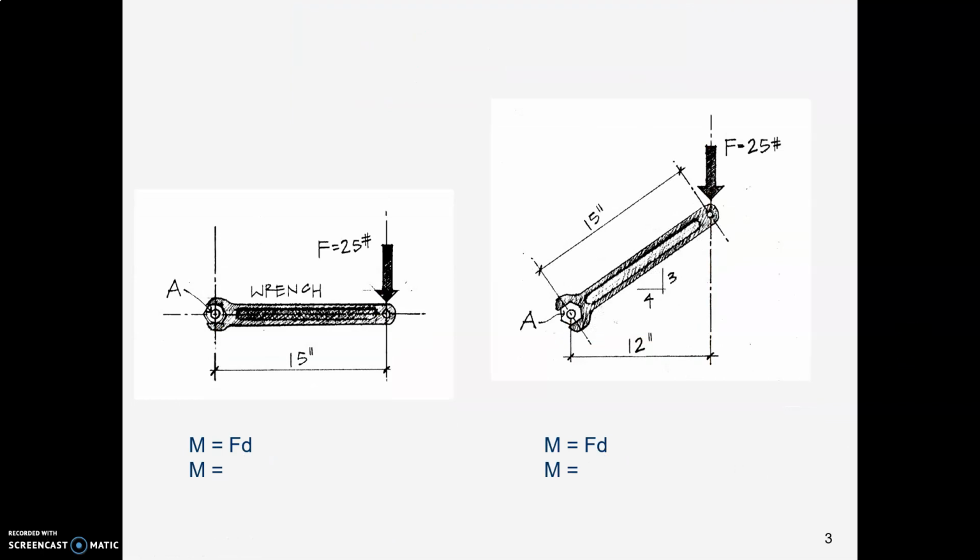Here's the same wrench with the same length of handle and the same 25-pound force pushing down on it. The one on the left has the handle straight out. If moment is force times distance, we have a 25-pound force and a 15-inch distance, so the moment on that wrench is 375 inch-pounds, and it's actually negative 375 inch-pounds. Do you know why? It's because this force is trying to turn clockwise, and clockwise moment is negative moment.